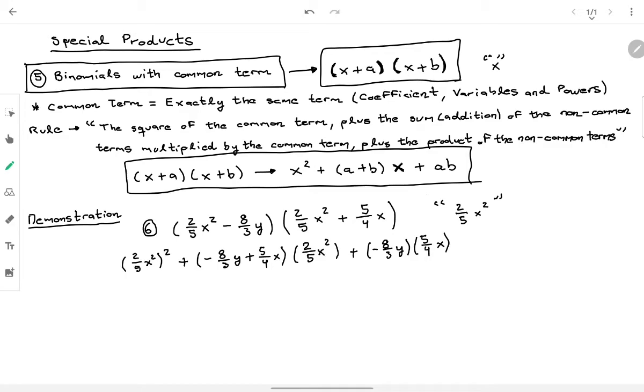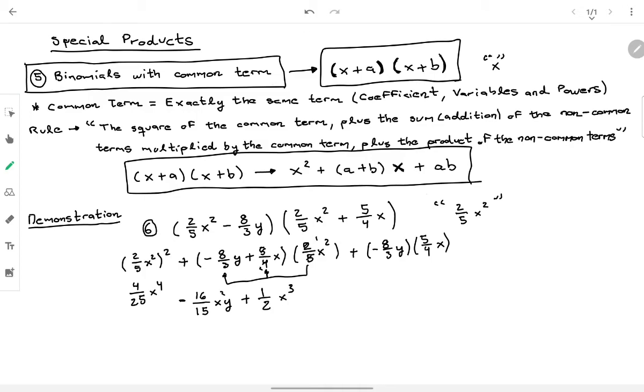So our answer is going to be something like this: 4 over 25 x to the 4th. In this case, we cannot add y with x, so it's going to be only multiplying this by the two terms. So it's going to be minus 16 over 15 xy. Then it's going to be plus 5 multiplied by 5. It's going to be only 2 over 4, that is going to be 1 over 2. So it's going to be plus 1/2 of x cubed.